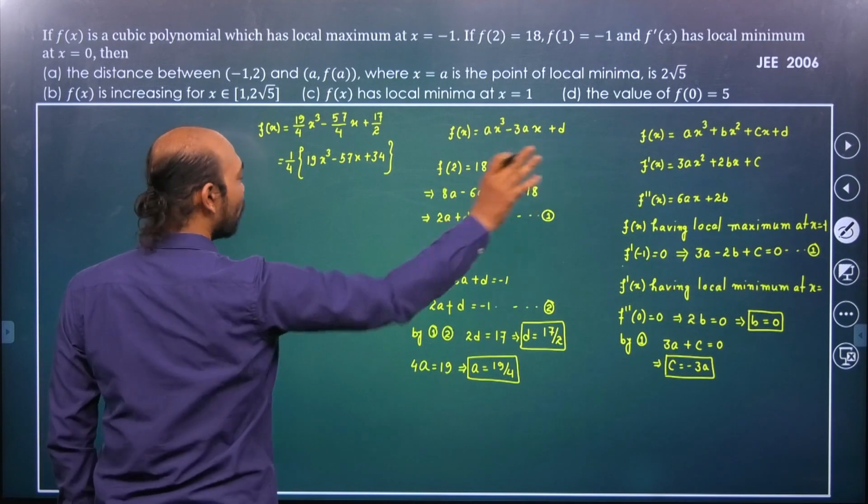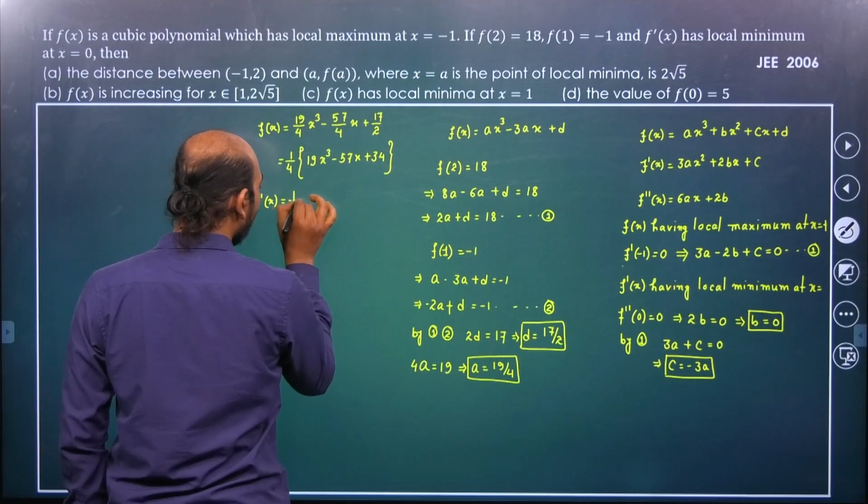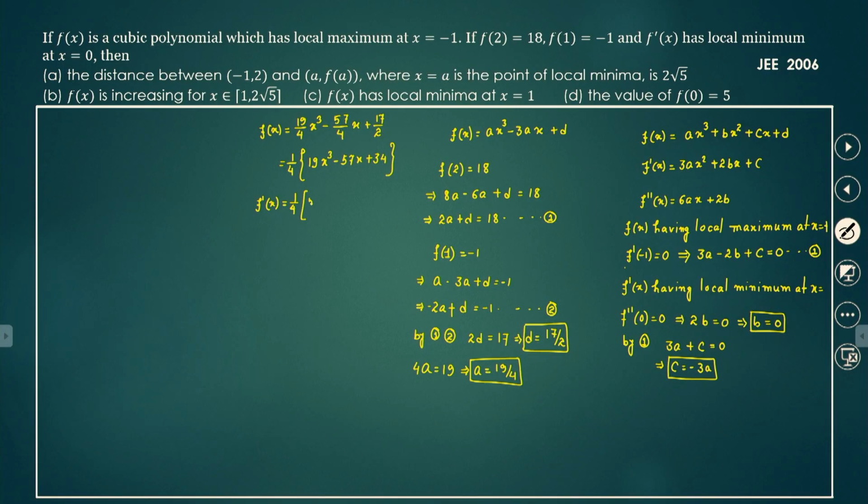Now we don't bother about whatever we have done earlier. Let's calculate f dash x. So f dash x gives me 1 by 4 into 57x square minus 57, and that's it. And if I go ahead and calculate f double dash x, we can find it as 1 by 4 into 114x. Now for the critical point, I'll consider f dash x is equal to 0. That implies that x square minus 1 is equal to 0. That implies that x is equal to plus minus 1.